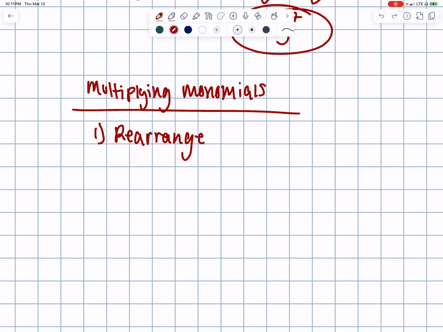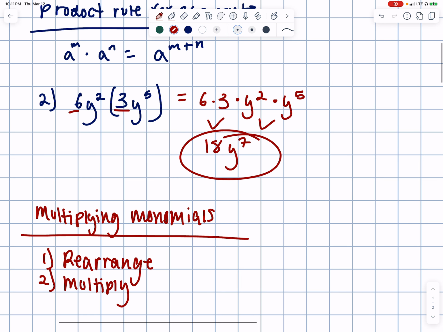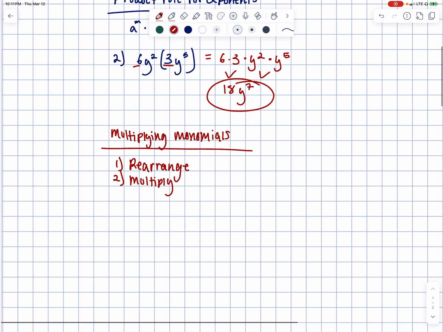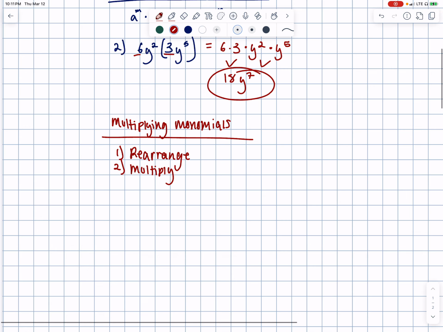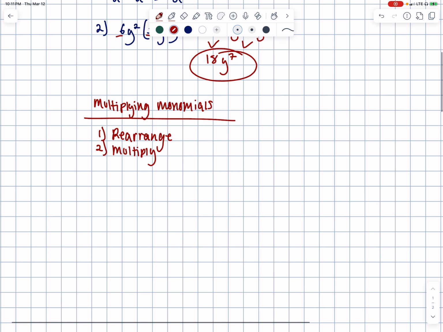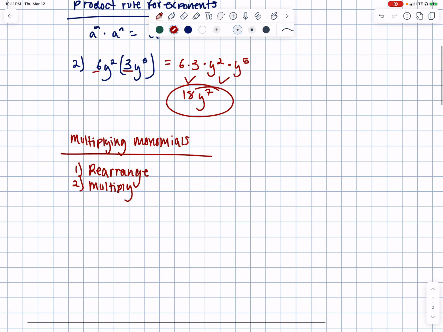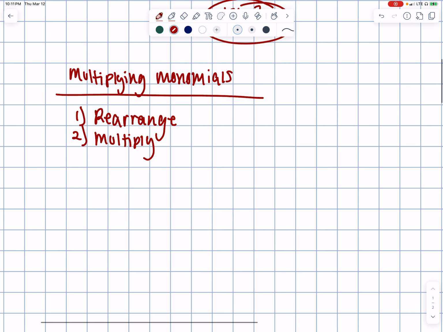Number 2, we're going to multiply. That's how we did here. 6 times 3, y to the second. We're going to rearrange. We're going to multiply the coefficients, 6 times 3. And lastly, we're going to add the exponents.